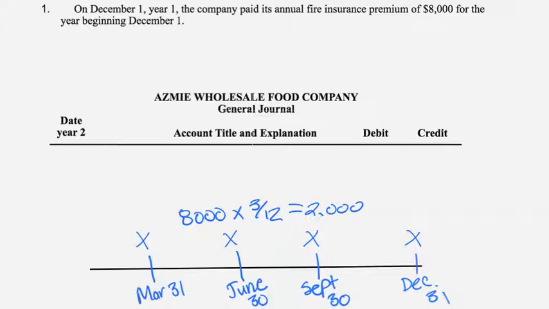So that tells us that our journal entry then at June 30th is insurance expense for $2,000. And then we will credit prepaid insurance because that's what would have been debited because they paid cash in year 1. So now we're decreasing the prepaid insurance account as we recognize the expense.